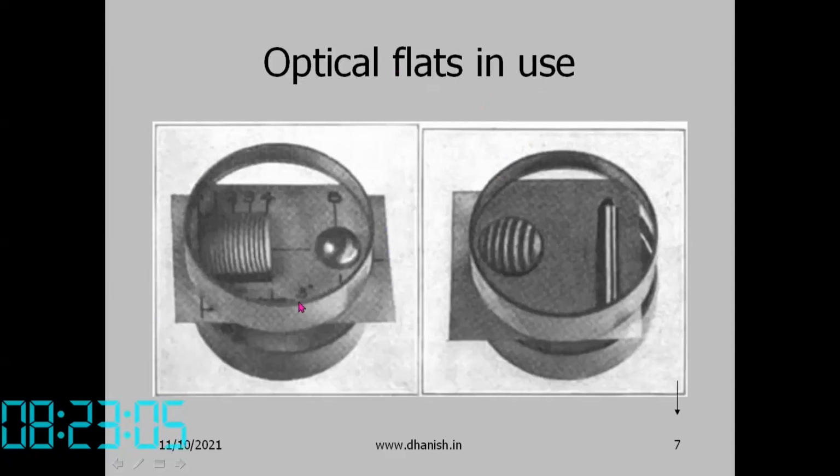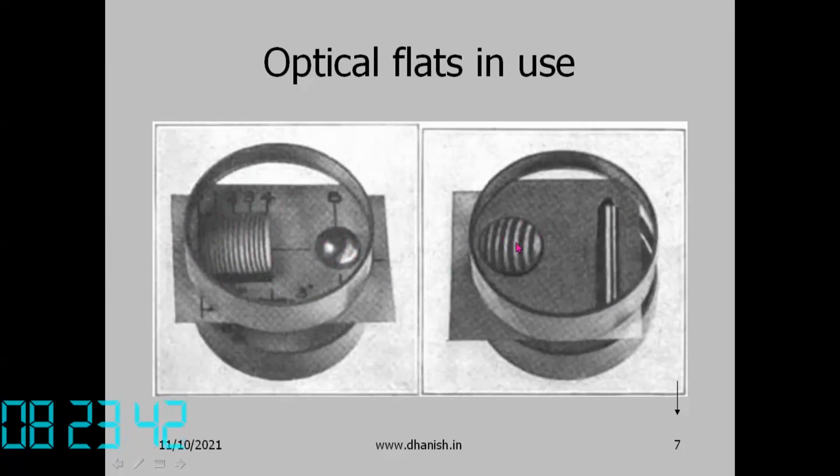So, optical flats in use. Here you can see an optical flat placed over a flat surface, placed over a sphere, and again a flat surface and a cylinder. So what is it that we observe? Here we can see fringes. On a flat surface, we get a slight taper, but more or less parallel fringes. But on a spherical surface, we get curved fringes.